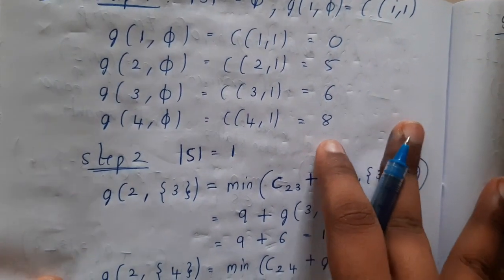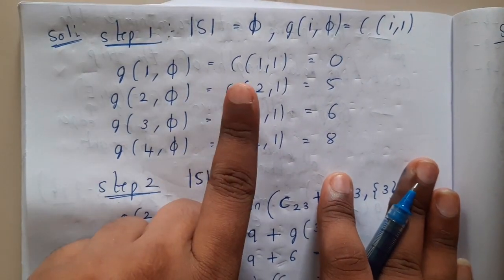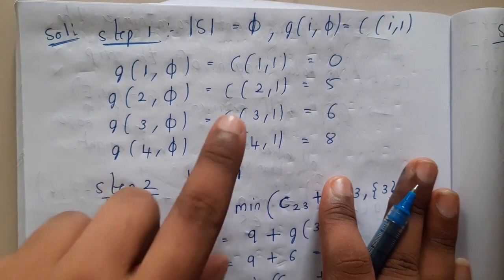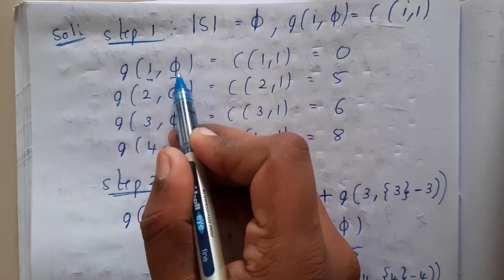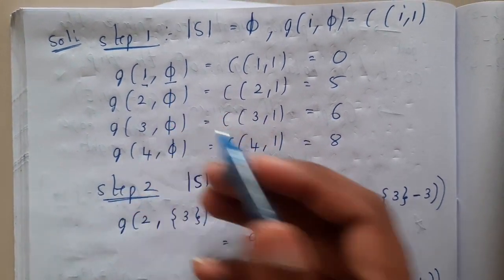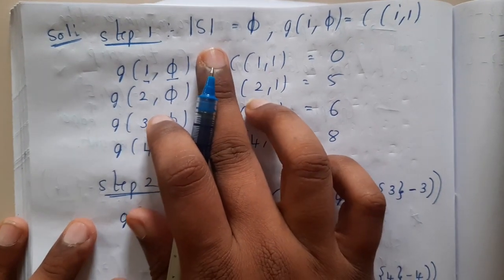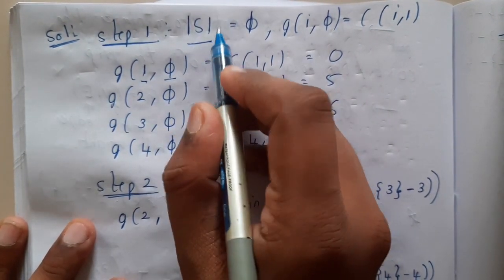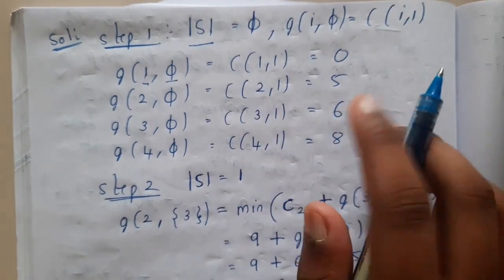Initially assume that the graph has only a single vertex, so there are no vertices other than that one vertex. Assume g of 1 comma phi, where phi means there are no elements other than 1. So step 1 is that mod S, the number of elements in the set, that is the cardinality of the set, is equal to 0.